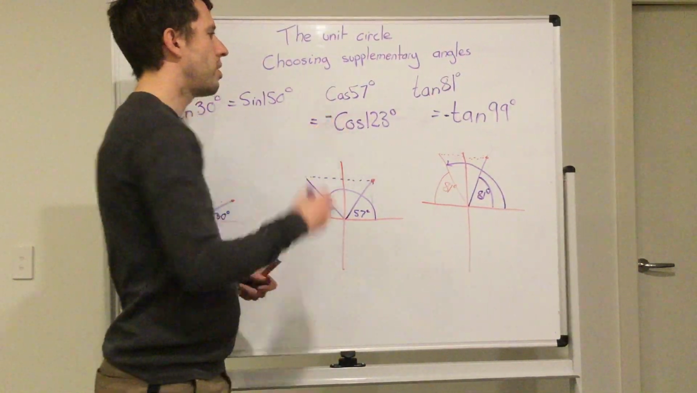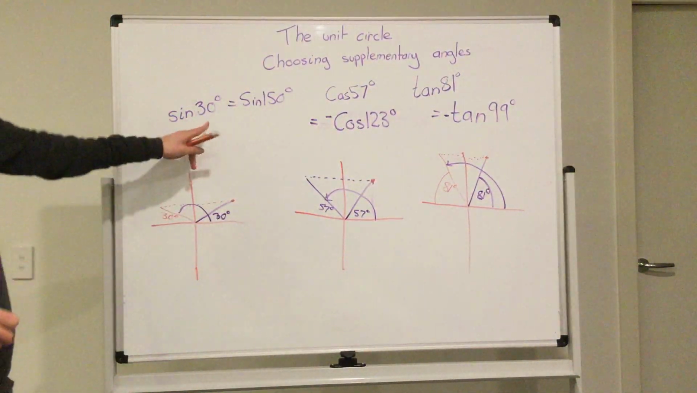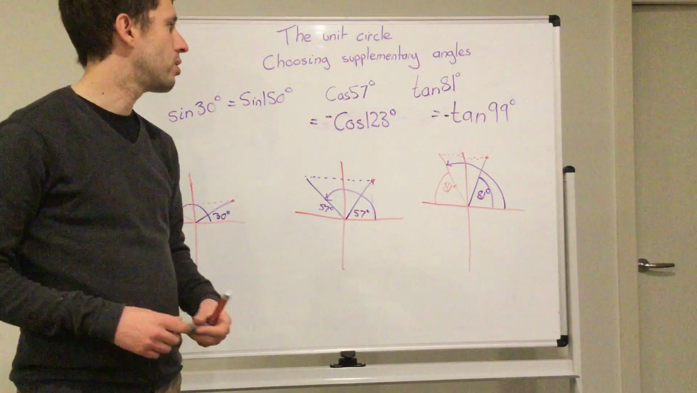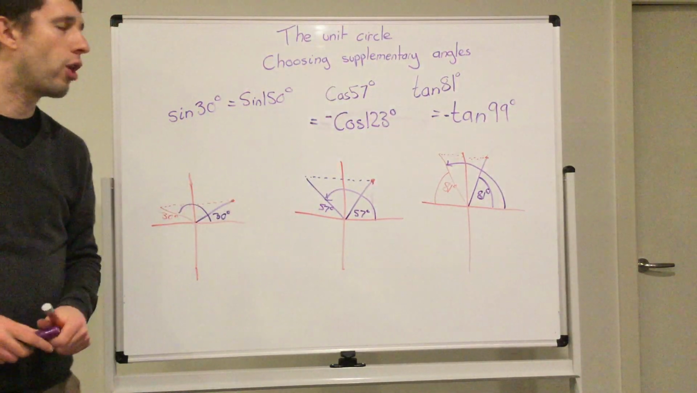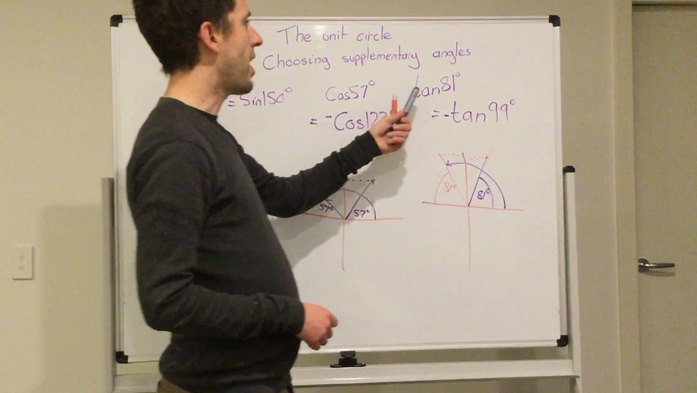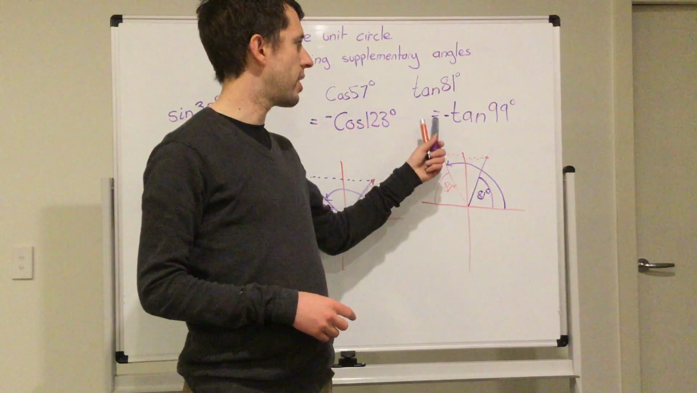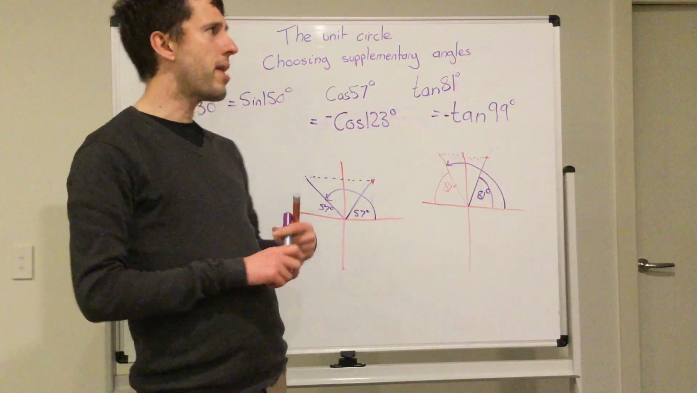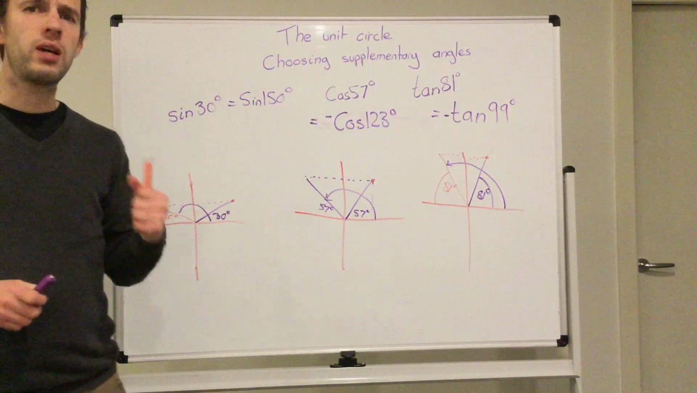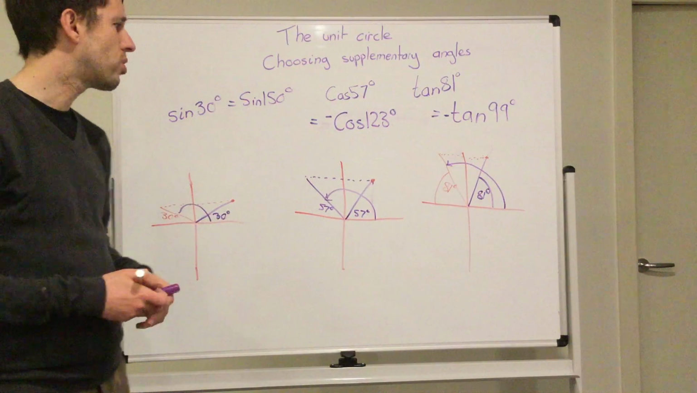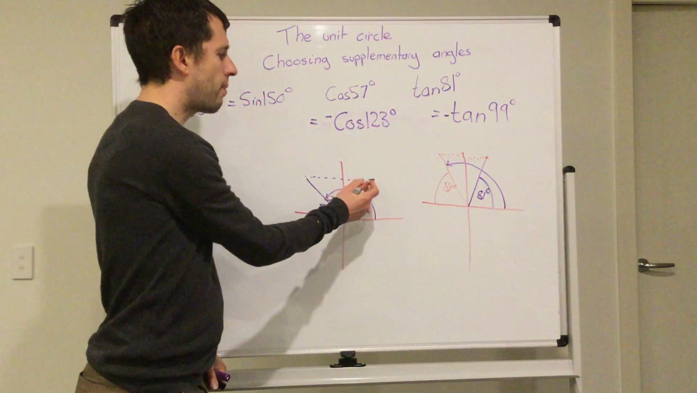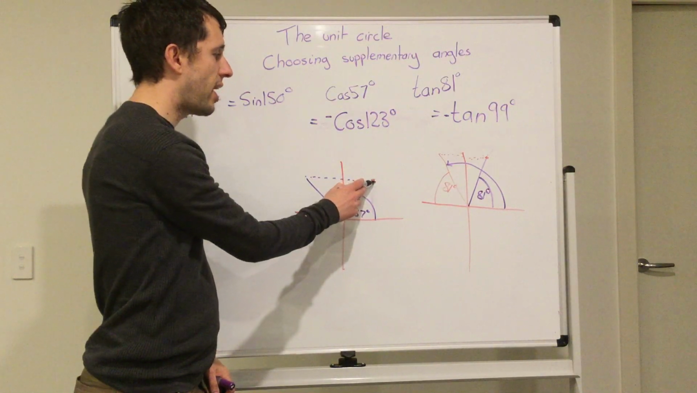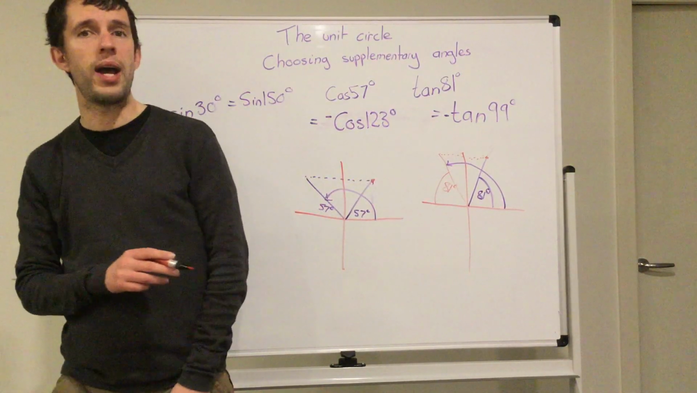So that's just showing me that sine 30 degrees is sine 150 degrees. Cosine 57 degrees is equal to negative cosine 123 degrees, and tan 81 degrees is equal to negative tan 99 degrees. I really hope that helps you understand supplementary angles a bit more. I just want you to make sure that you really understand supplementary is because it's hitting the circle at the same spot across with the y-axis.